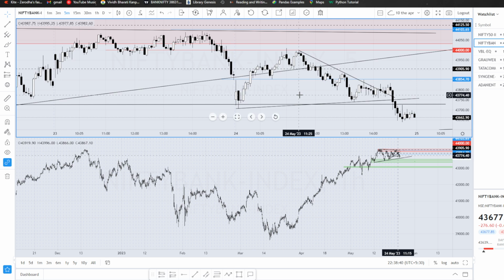With the hindsight, the market environment was sideways on the daily time frame, whereas on the trading time frame it was a trending market environment, a volatile trending market environment.